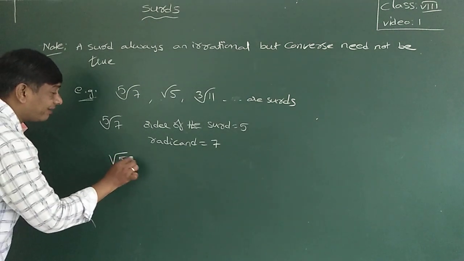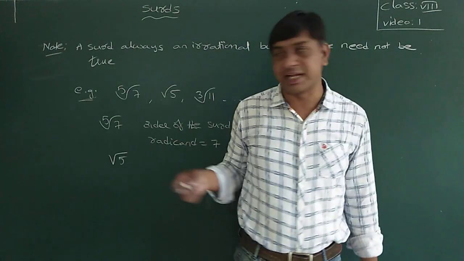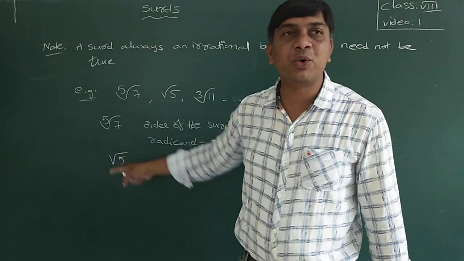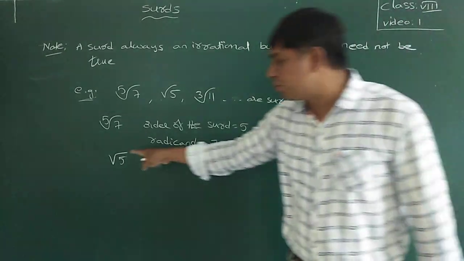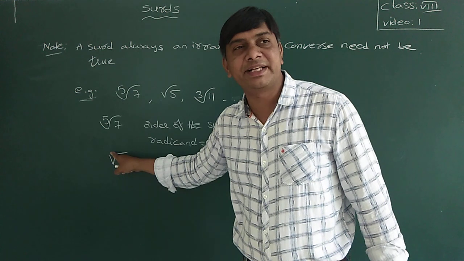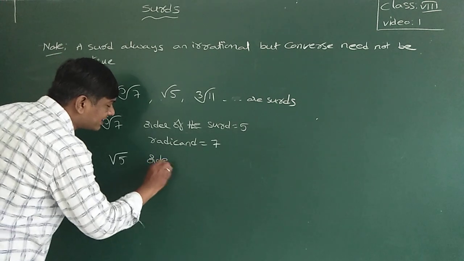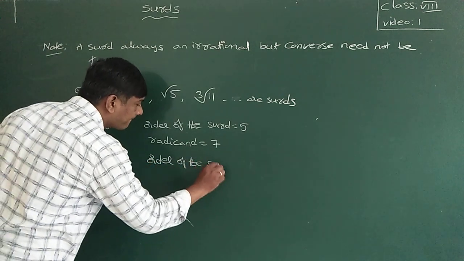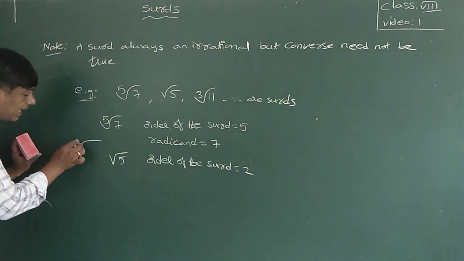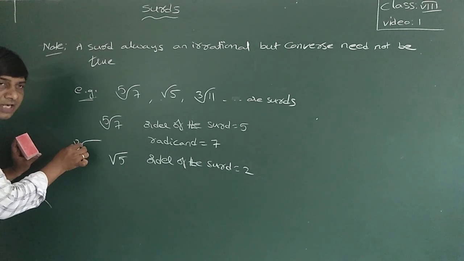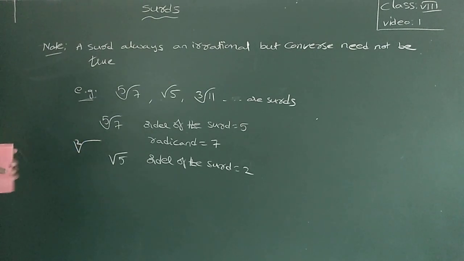In the square root of 5, what is the order of the surd? While reading, I am reading square root. This is the fifth root of 7, this is the square root. Square root means the order of the surd is 2. Whenever they mention the square root symbol, the order is 2. Whether you write 2 here or not, no issue, there is definitely a 2.